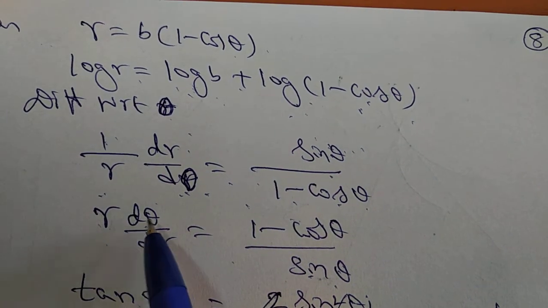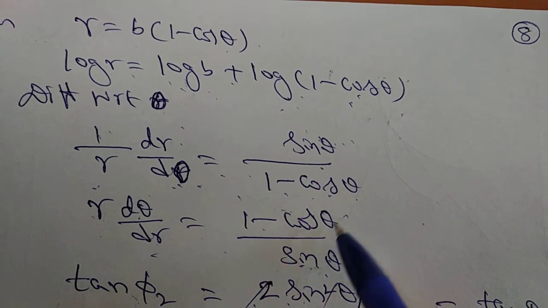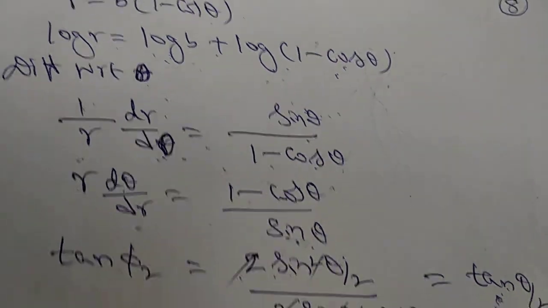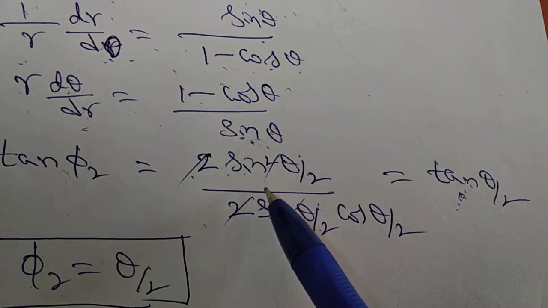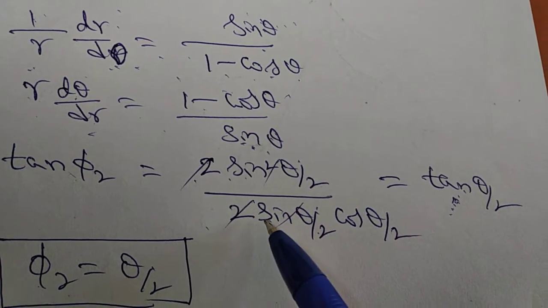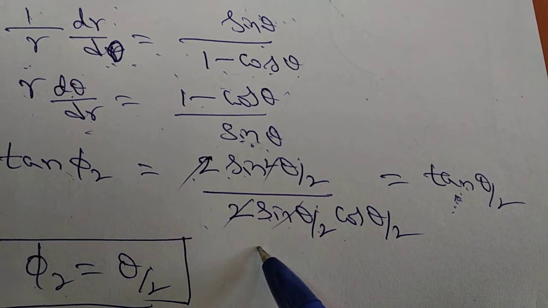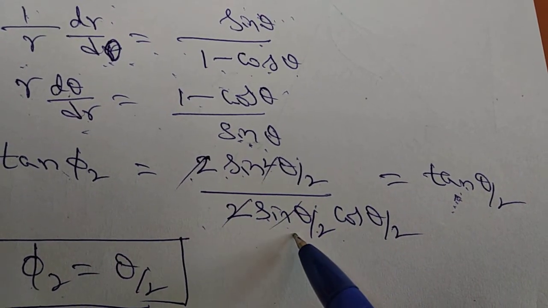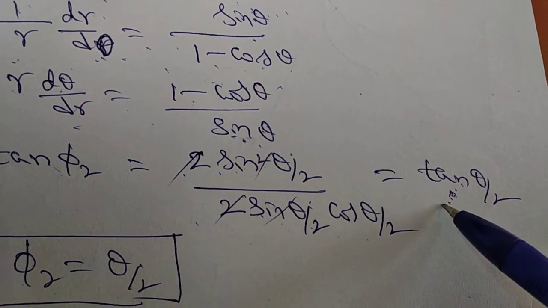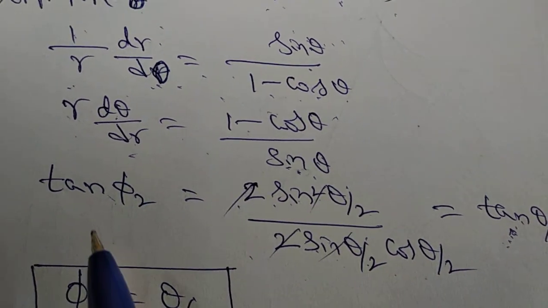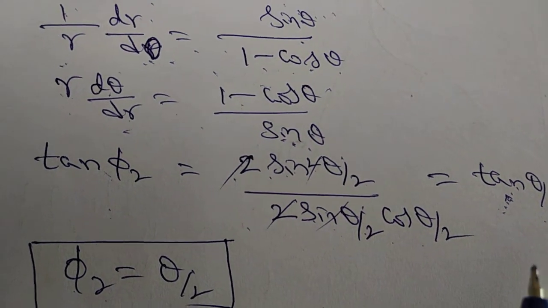So r d theta by dr is equal to what? 1 minus cos theta divided by sin theta. So simplification, you already know that formula, 1 minus cos theta can be written as what? 2 sin square theta by 2, and how to write sin theta? 2 sin theta by 2 into cos theta by 2. So 2 becomes cancel, 1 sin theta by 2, 1 sin theta by 2 cancel. What is the remaining? Sin theta by 2 divided by cos theta by 2, that is equal to tan theta by 2. So left hand side tan psi 2, right hand side tan theta by 2. So therefore psi 2 is equal to what? Theta by 2.